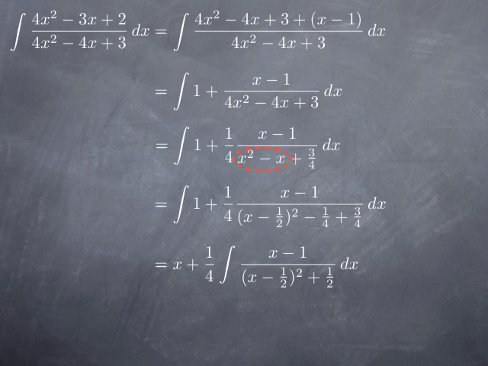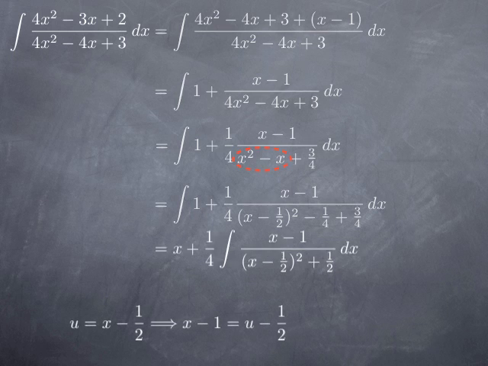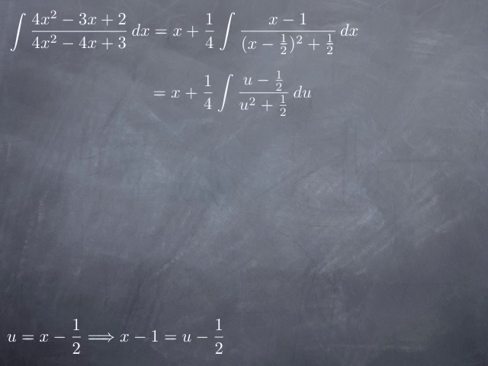Integral of 1 is x, then I'm going to pull out 1/4 out of the integral, and then I integrate x minus 1 divided by x minus 1/2 squared plus 1/2. The next step is to do a substitution where the new variable should be what's under the square. In other words, u is x minus 1/2. And I'm going to have to replace what's at the top in terms of u. So if u is x minus 1/2, x minus 1 is u minus 1/2. So I replace the top by u minus 1/2, the bottom by u squared plus 1/2.